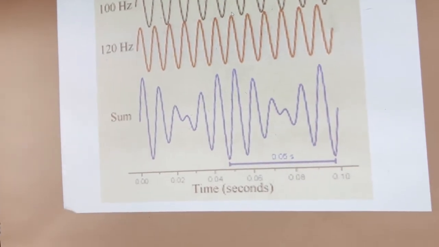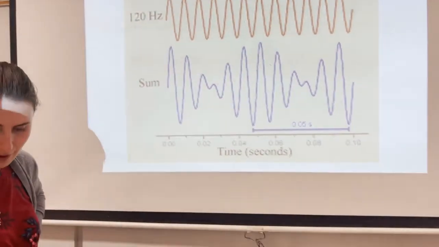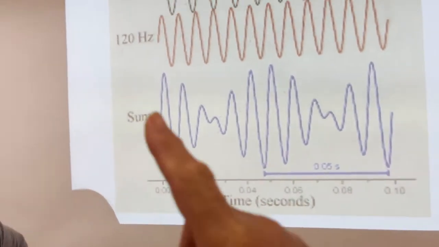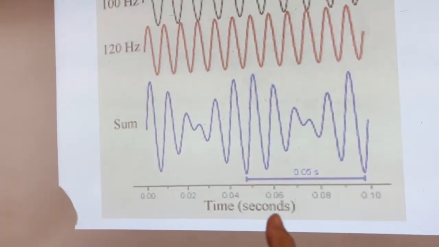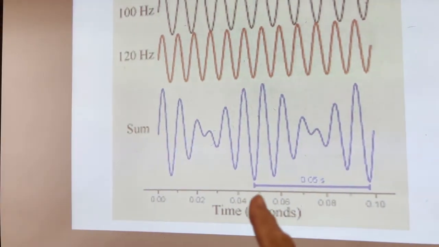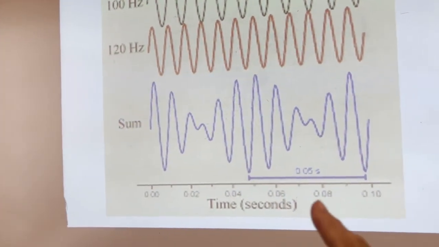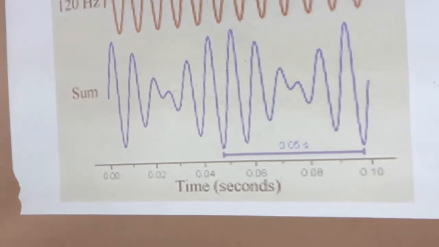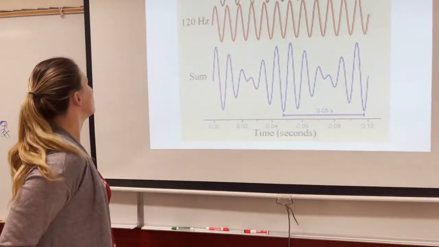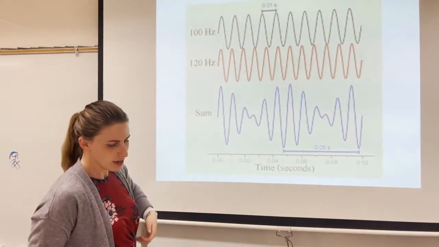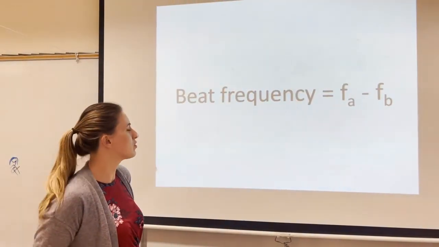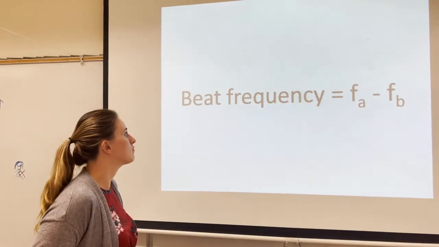Now, what were we going to do here? We did that demo part already. Since it's 100 and 120, the time between one wah and the next wah is 0.05 seconds. We could also figure out the difference between these. Isn't that on the next slide? I think it is. So we have this equation for beat frequency.